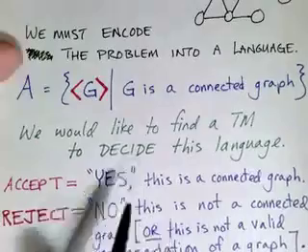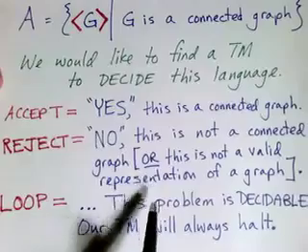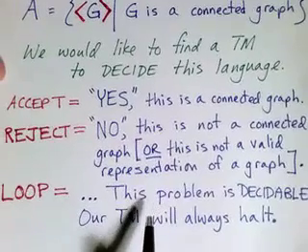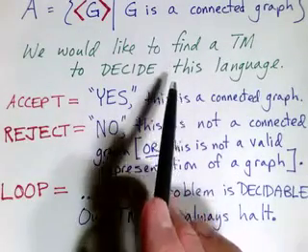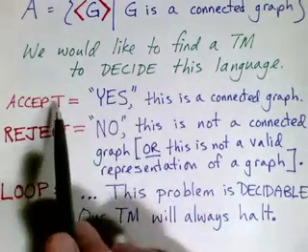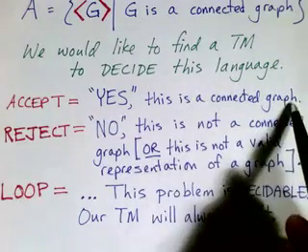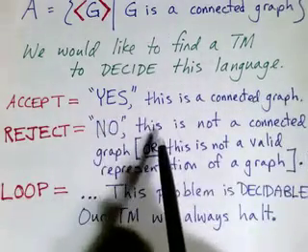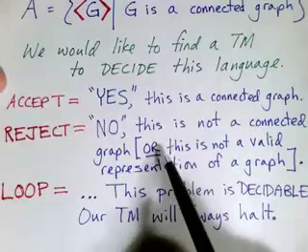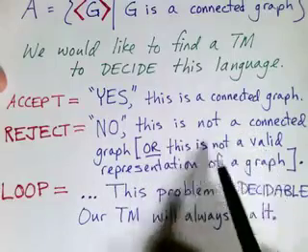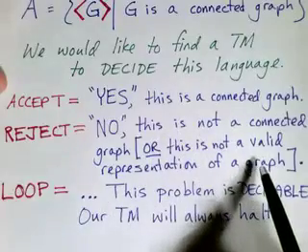And what we want then is a Turing machine that can decide this language. This is a decidable problem, so this is possible. We can find a Turing machine to decide this language. And that Turing machine will accept when the input is the representation of a connected graph. And it will reject when the input is the representation of a graph that is not connected, or it'll also reject if you give it a representation that's not valid. In other words, you give it a string that doesn't make sense. It's just not a graph at all.